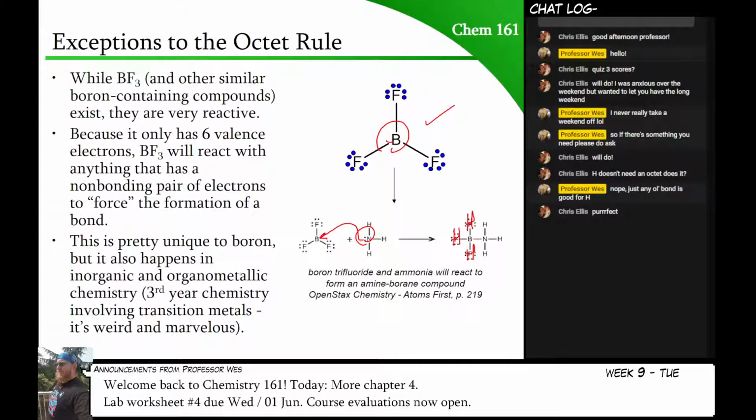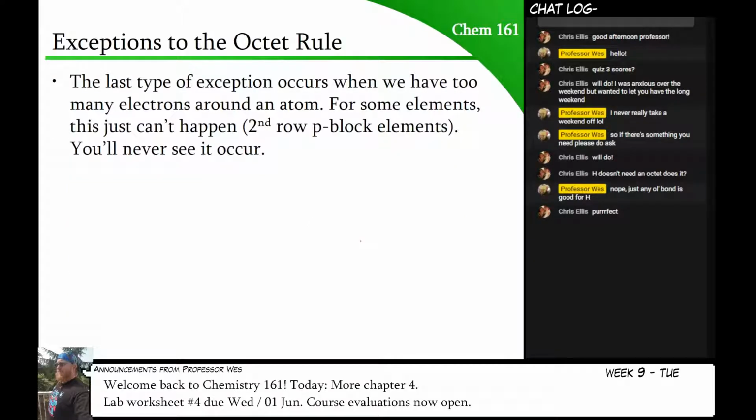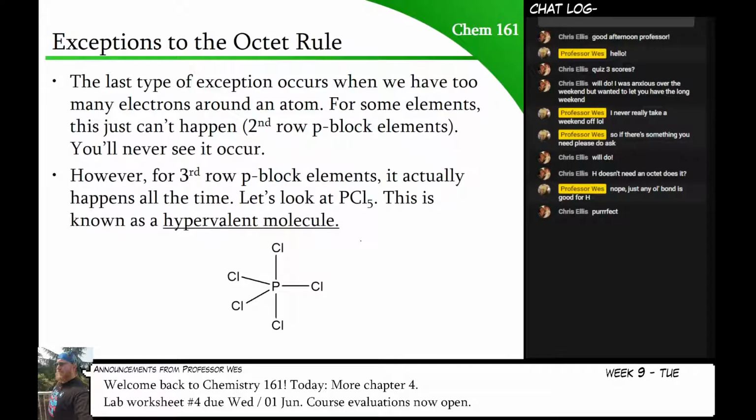Now, these have all been exceptions that are relatively uncommon. Let's talk about the most common exceptions to the octet rule. And those are what happens when I find a compound that has multiple atoms around its central atom, where the multiple is a number greater than 4. So for instance, like this is PCl5. I've omitted the electron pairs because there were just too many to draw out in my program.